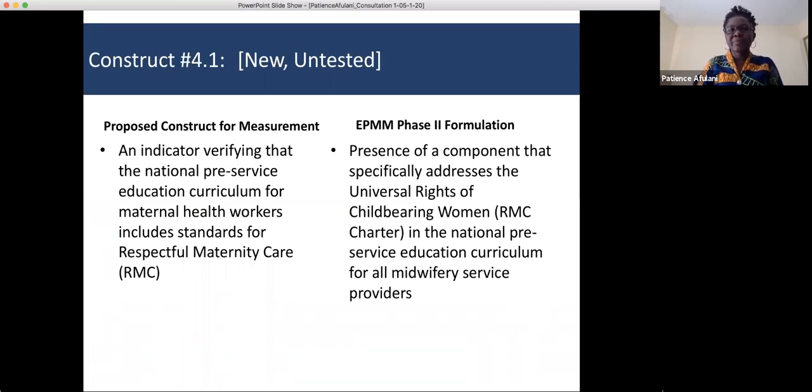So I've been asked to speak as part of this consultation on the proposed indicator verifying that the National Pre-Service Education Curriculum for maternal health workers includes standards for respectful maternity care. This is formulated in phase 2 of the strategies towards ending preventable maternal mortality as the presence of a component that specifically addresses the universal rights of childbearing women in the National Pre-Service Education Curriculum for all midwifery service providers. This is a new untested indicator.